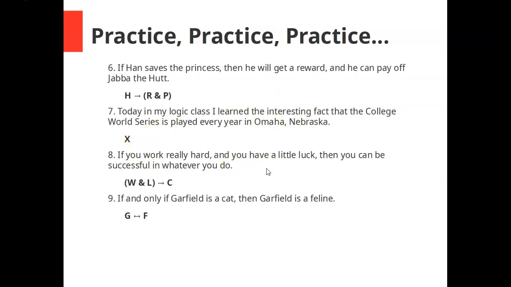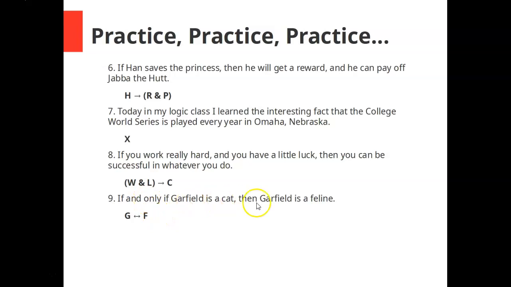If you work really hard and you have a little luck, then you can be successful in whatever you do. W, conjunction L, then C, right? The sentence is saying that if you have these two things, you'll have this third thing.